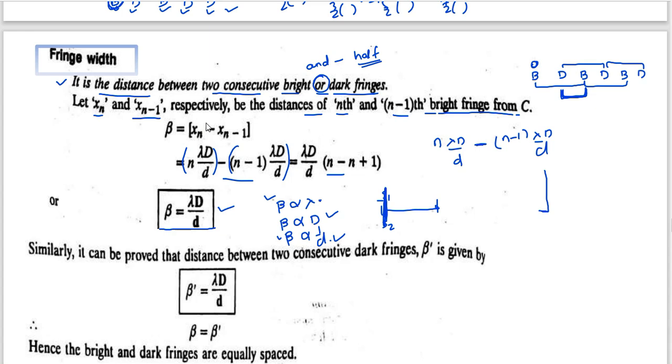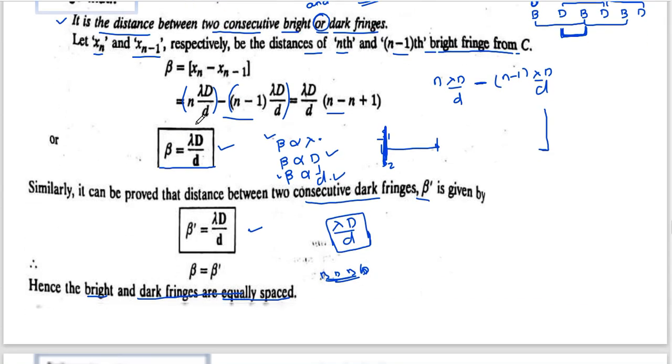Okay, similarly we can prove that two consecutive dark fringes are separated by the same distance, beta prime equal to lambda into capital D by small d. Whether it is a dark fringe or a bright fringe, the fringe width is always lambda into capital D divided by small d. This is a very important formula while solving various problems in Young's double slit experiment. That means the bright and dark fringes are equally spaced.